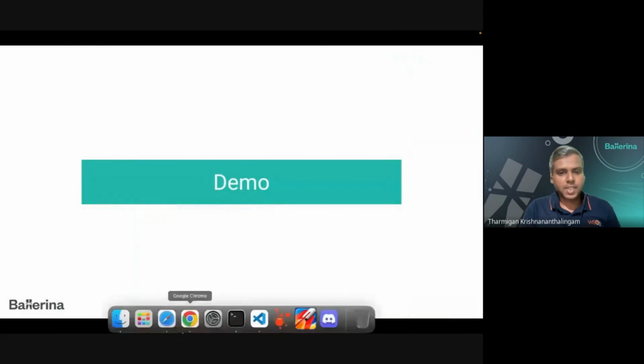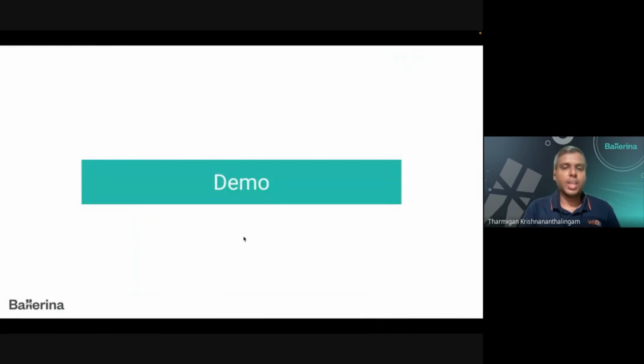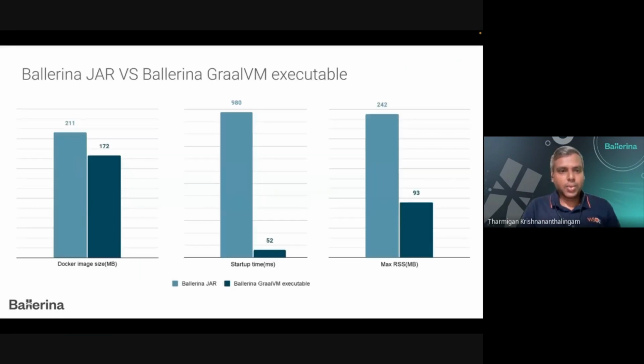So that's how we can build a native executable locally and how we can pack it in a Docker image as well. So we have also done a comparison between the JVM execution versus the GraalVM executable execution.